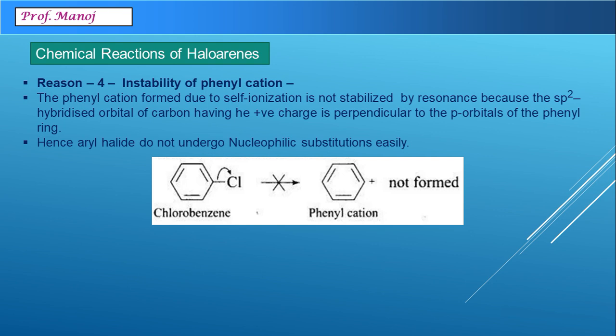I've marked an arrow here, a cross, and also written "phenyl cation not formed." This was the reason why they do not show SN1 reaction. Some of you might think, why don't they show SN2 reaction?